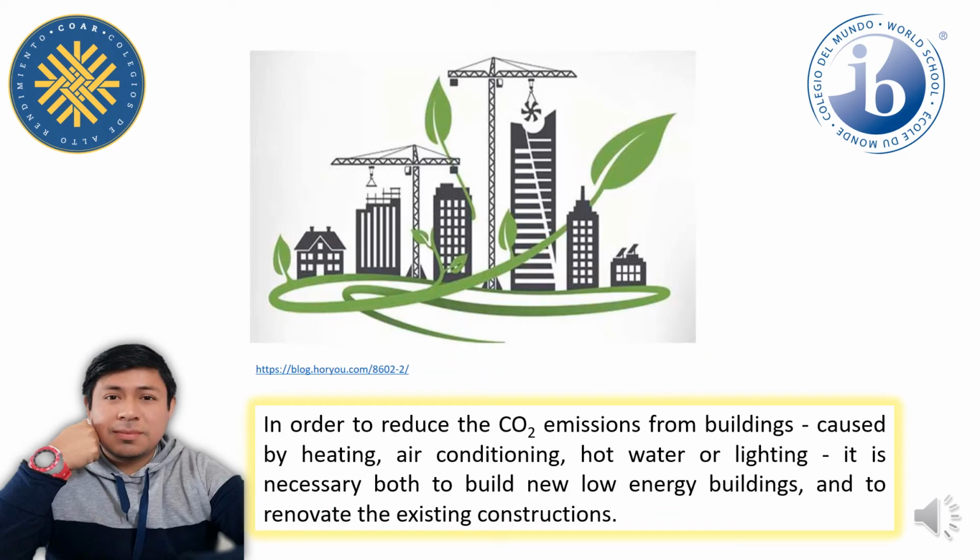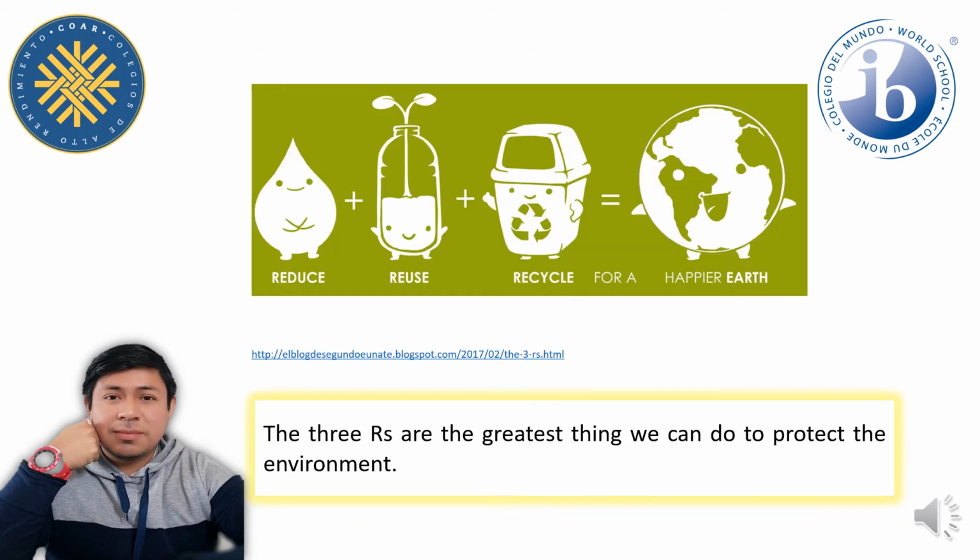In order to reduce the carbon dioxide emissions from buildings caused by heating, air conditioning, hot water or lighting, it is necessary both to build new low-energy buildings and to renovate the existing constructions. The 3 Rs are the greatest thing we can do to protect the environment.